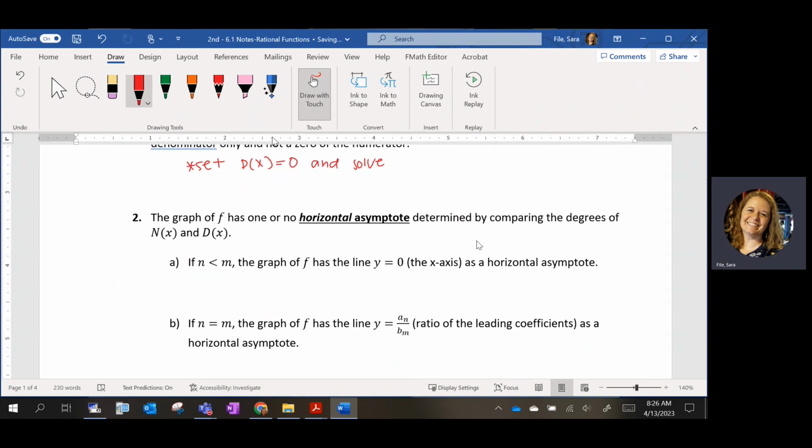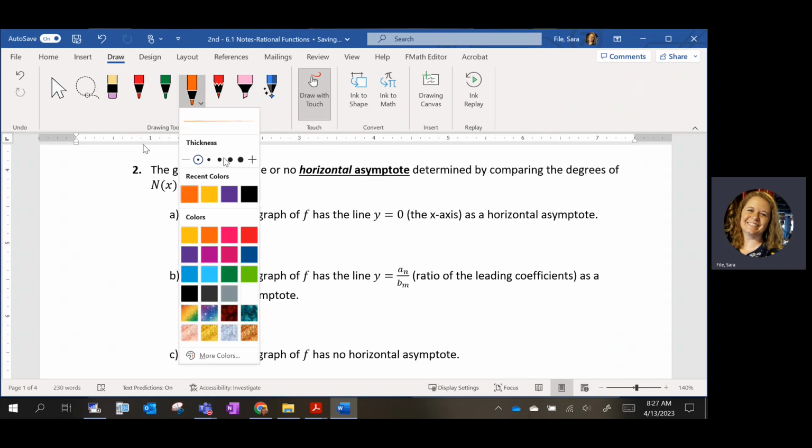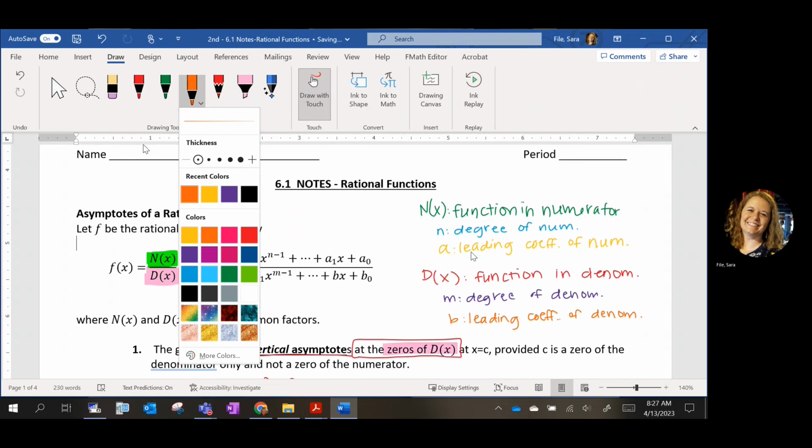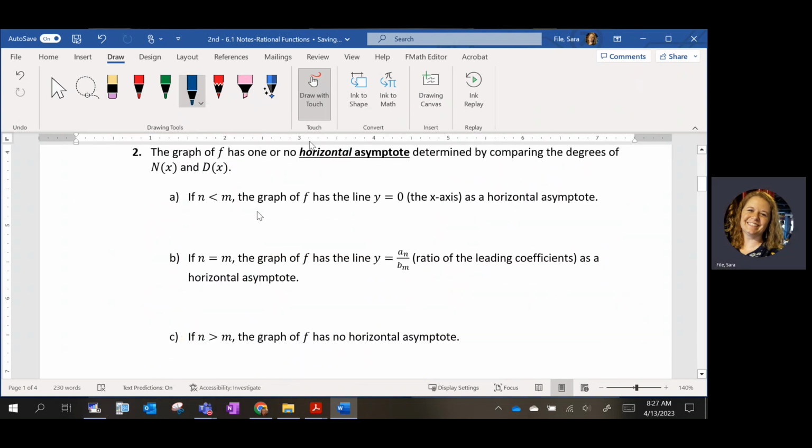Now, horizontal asymptotes are going to happen. I guess there's not a specific color I can use here because this kind of incorporates, what did I use for degrees? Blue and purple. Okay. I'll use like a dark blue here.